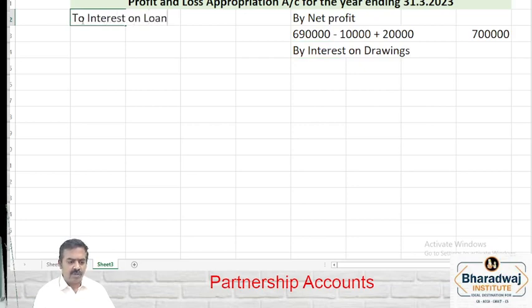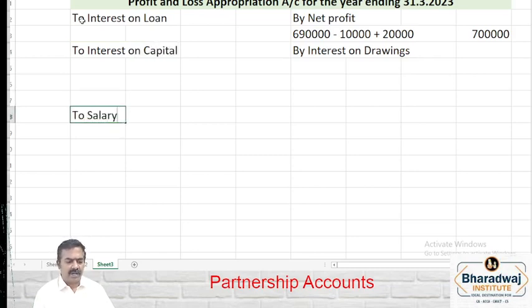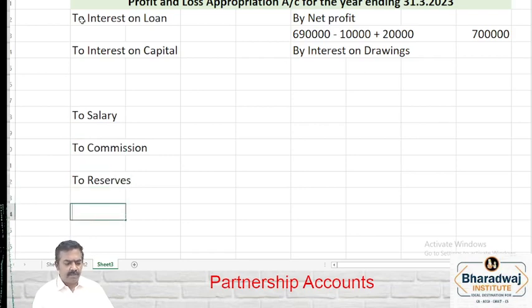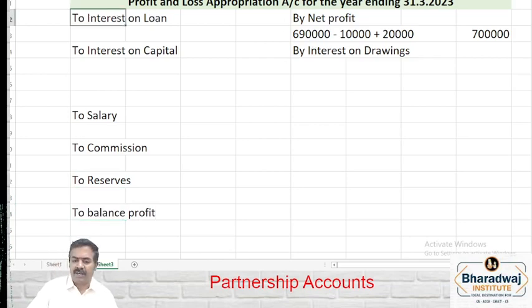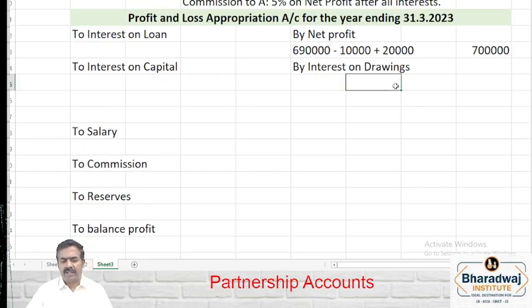Interest on loan will come. Then interest on capital will come. Then what will come? Salary to partner. Then commission to partner, if there is any. Then transfer to reserves, if there is any. Then the balance profit will be shared by the partners. This is how we prepare which account? The P&L appropriation account. Pay attention.